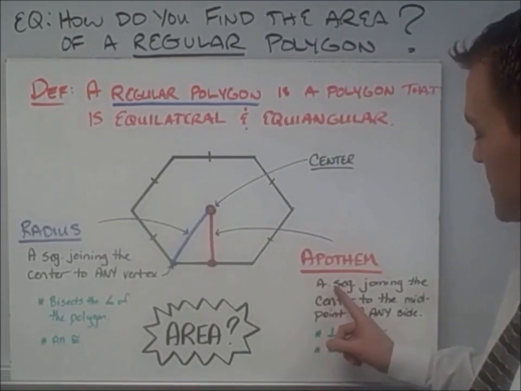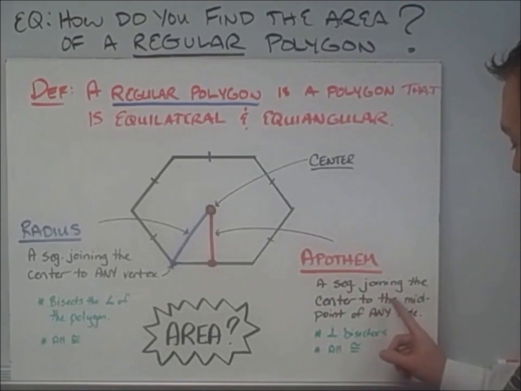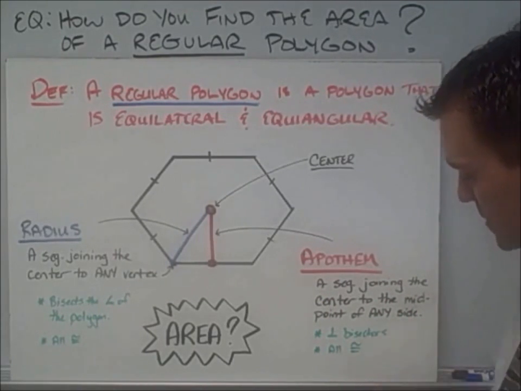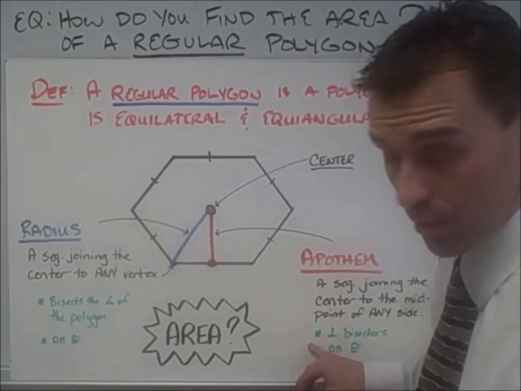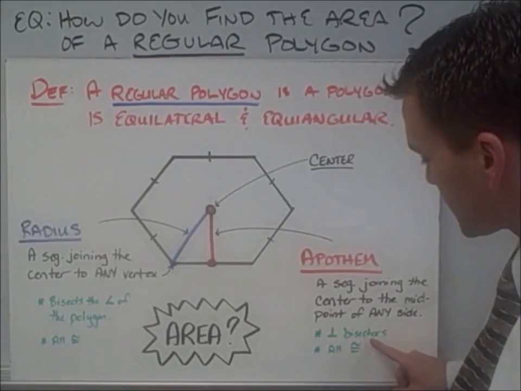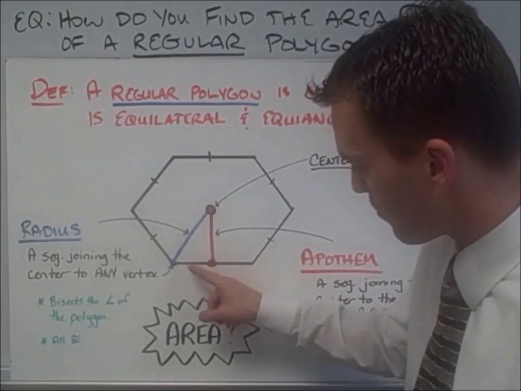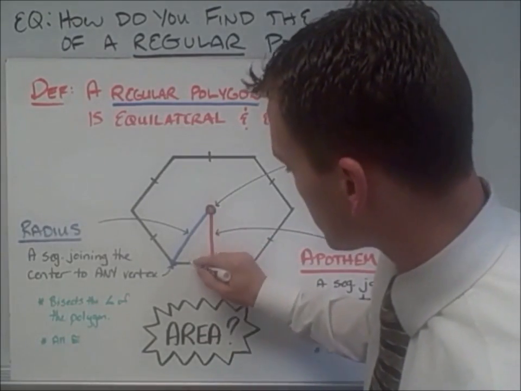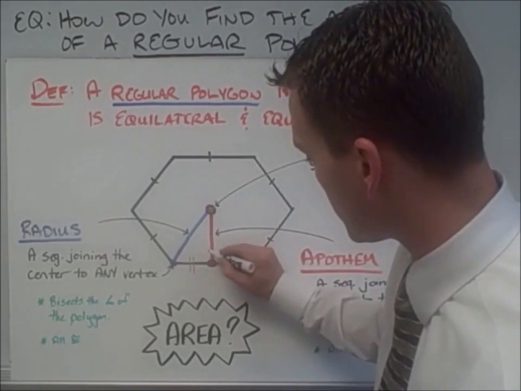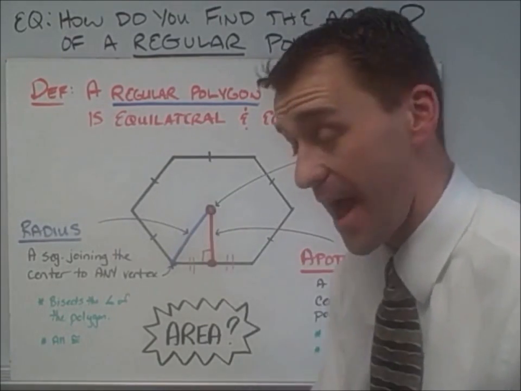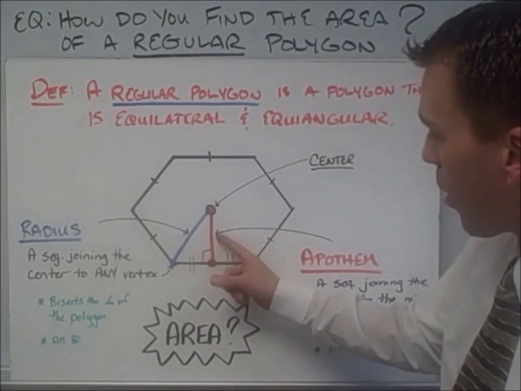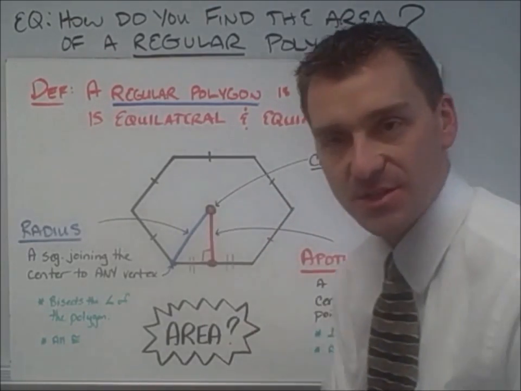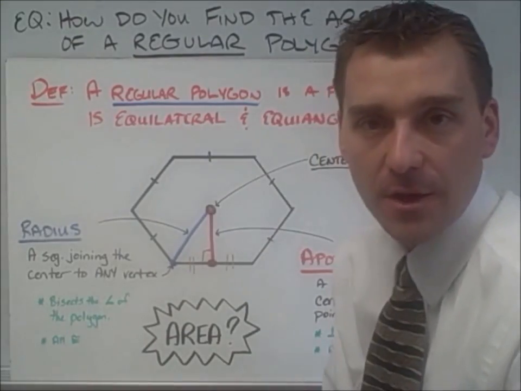So an opossum is by definition a segment joining the center to the midpoint of any side. A couple of things that are majorly important about an opossum: the first one is megally important. It is a perpendicular bisector to any side that it's drawn to. So not only does it bisect the side, it is also perpendicular to it. That is extremely important. And all the opossums in a regular polygon are congruent. Not just this hexagon, any regular polygon, it will work.